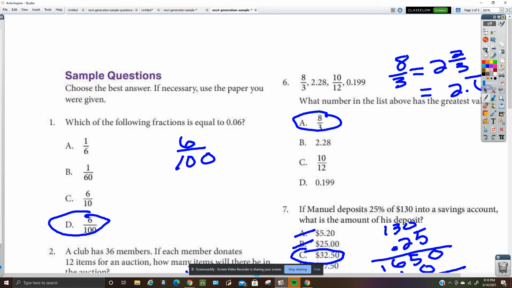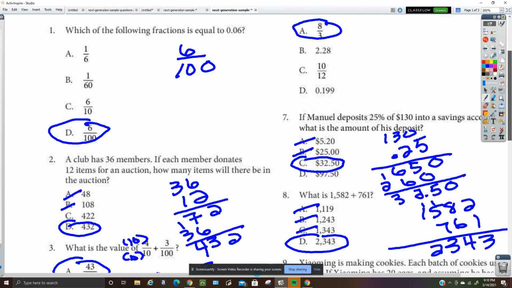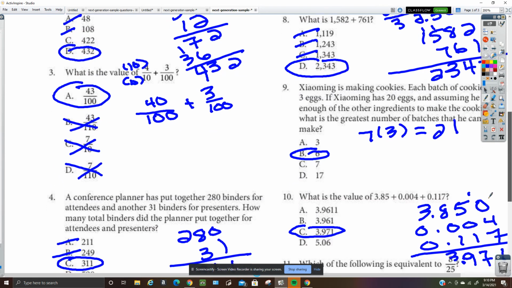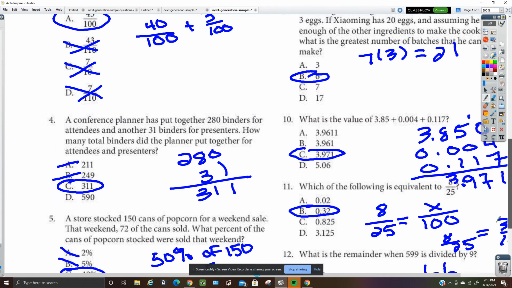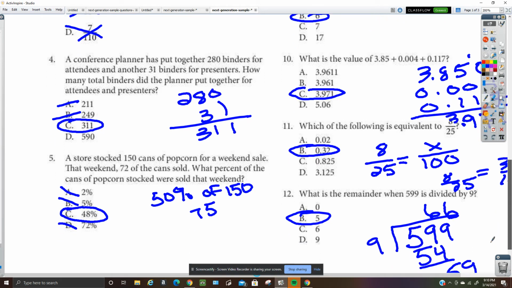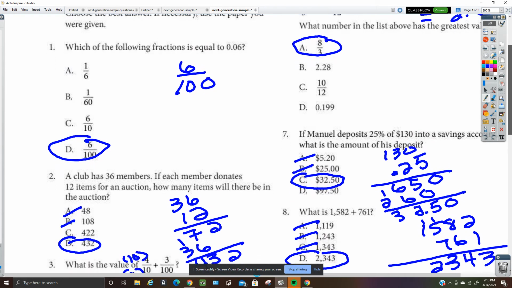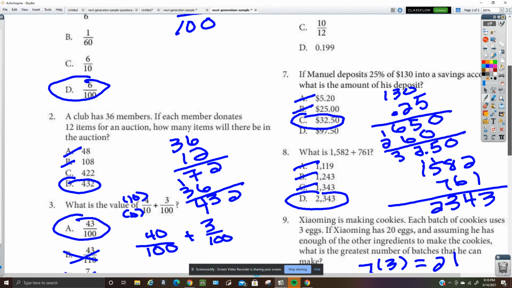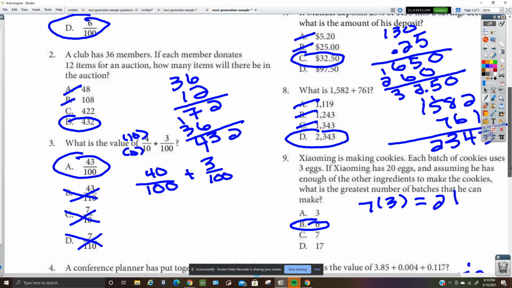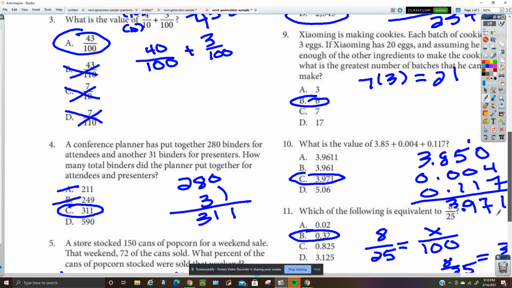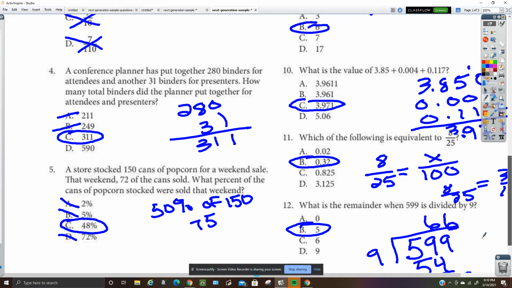Let's go back here and review the answers. 1 is D. 2 is D as in Delta. 3 is A as in Alpha. 4 is C as in Charlie. 5 is C as in Charlie. 6 is A as in Alpha. 7, C as in Charlie. 8, D as in Delta. 9, B as in Bravo. 10, C as in Charlie.